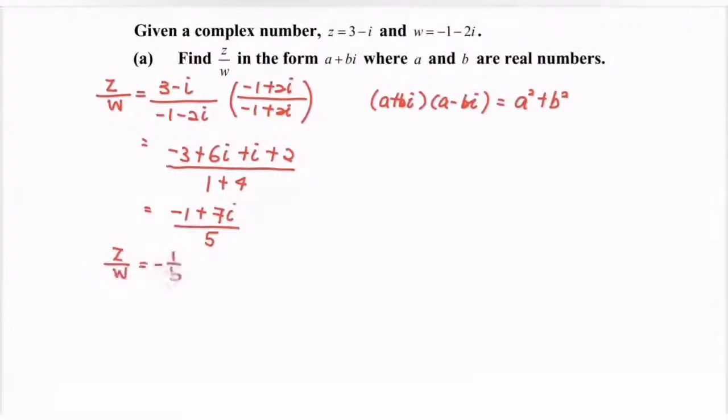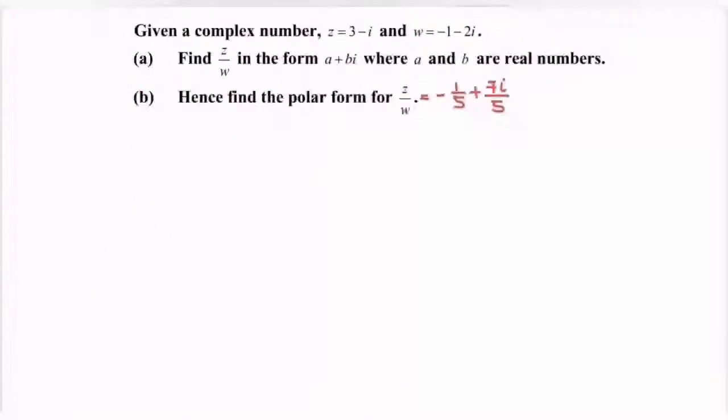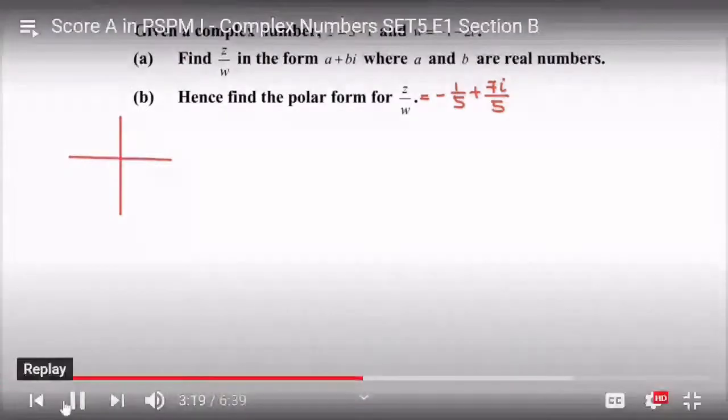Kindly focus on the part B. Hence, find the polar form for the situation z over w. Or we may say -1 over 5 plus 7i over 5. So, step number 1 kindly refers to the diagram. And we need to determine the location of the situation z over w, where we have -1 over 5, meaning that which is on the left, and plus 7i over 5, meaning that we will have the situation in the second quadrant.